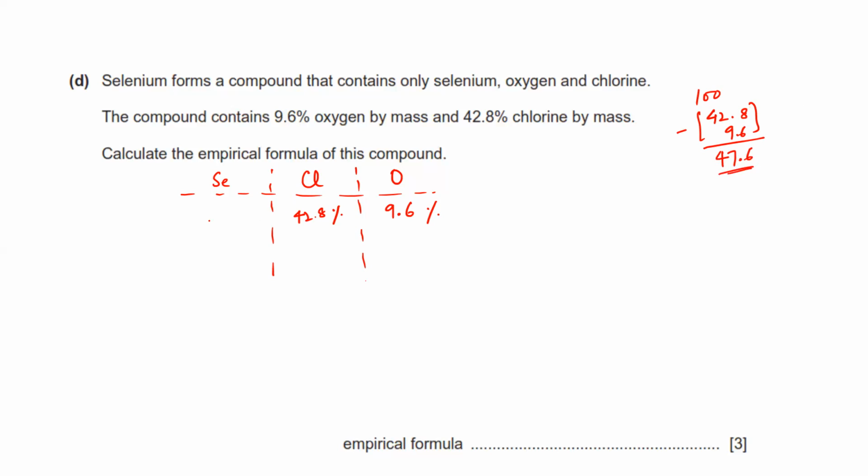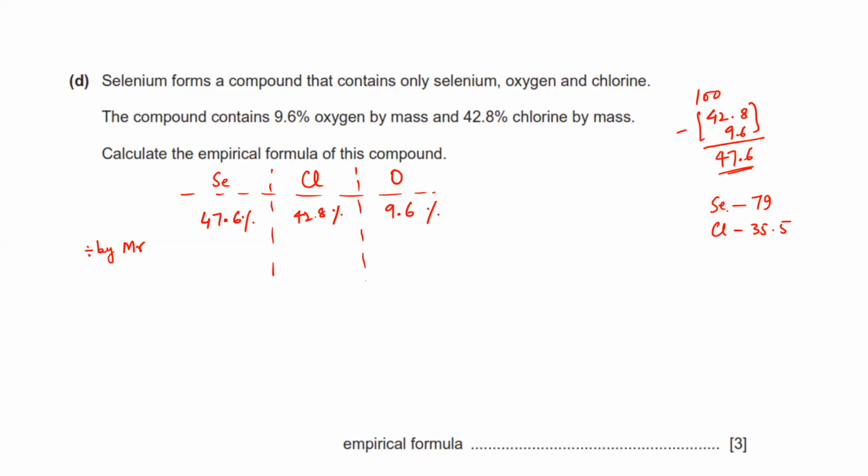It comes out to be something around 47.6. So we have 47.6% by mass of selenium. So then these are the percentages. Then the second step is to divide by the atomic mass. So divide the same by the atomic mass. With selenium, remember, the atomic mass is 79, and chlorine is 35.5.